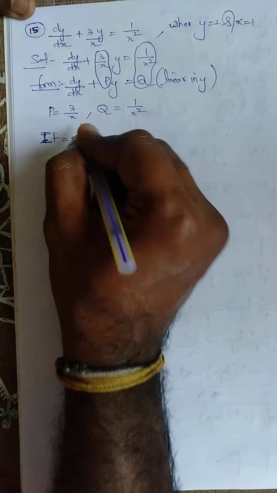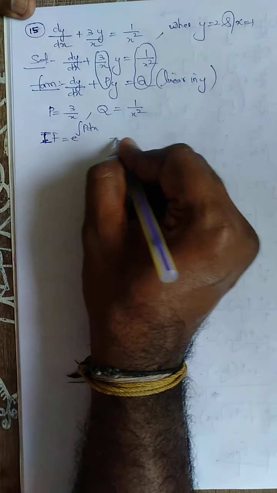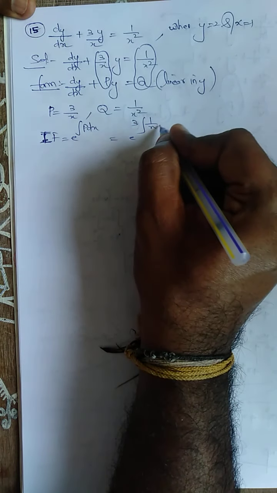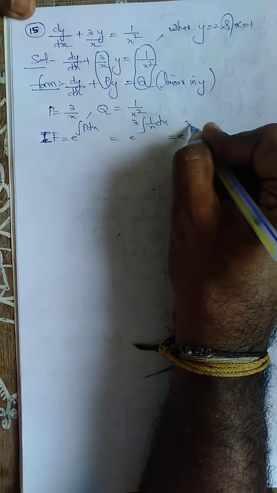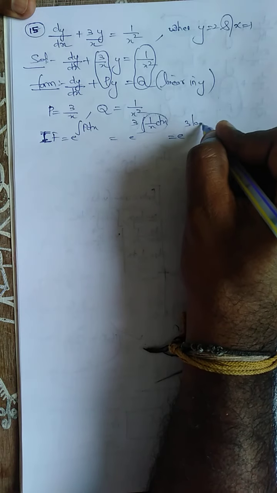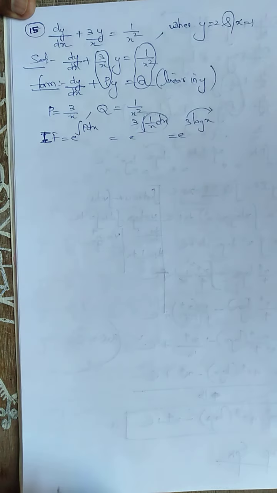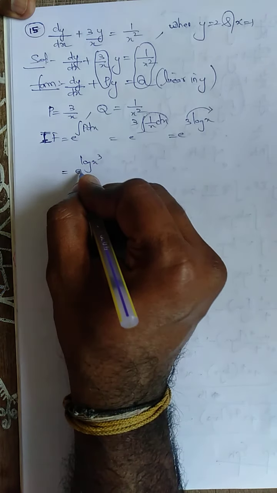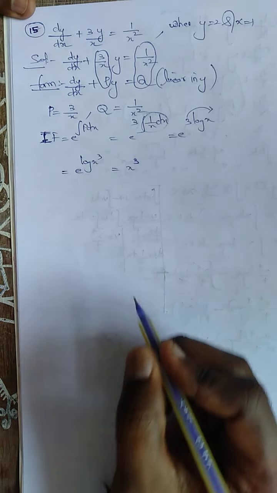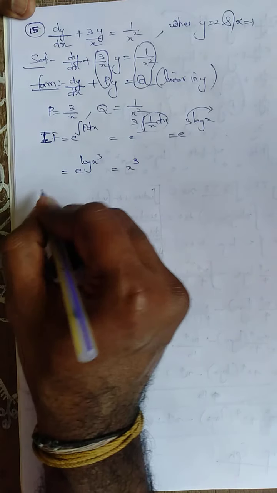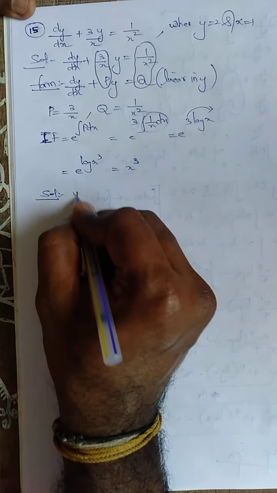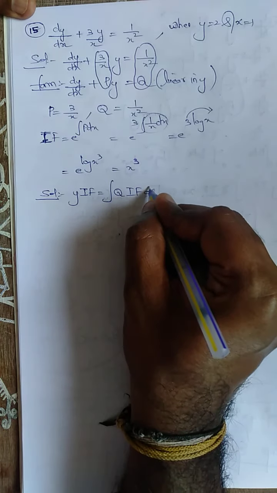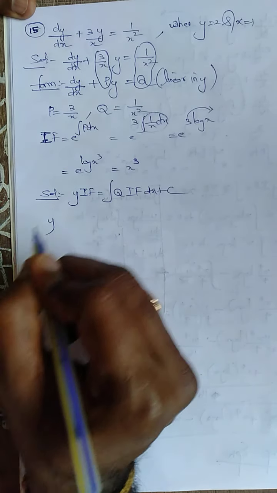IF is equal to e to the integration of P dx. Integration of P, 3 by x, 3 take as constant, 1 by x into dx. 3 times integration of 1 by x dx is log x, let 3 come upward, so log x cube, and e to the log cancels, nothing but x cube. So after that, what is the solution?